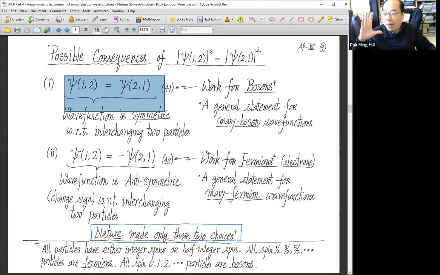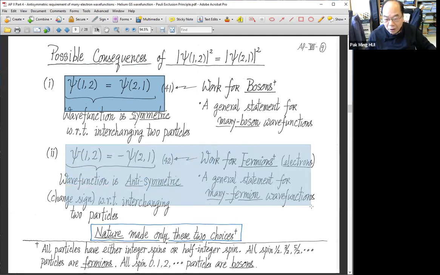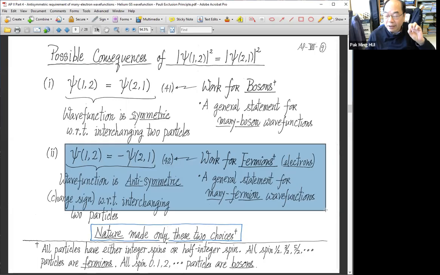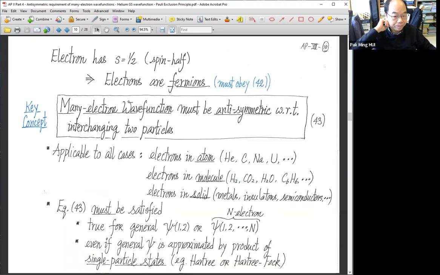But we are talking about the electron wave function. So nature makes this choice for electrons. That is the take-home message. So let me summarize one more time the take-home message. Nature makes a choice. Many electron wave functions must be antisymmetric with respect to interchanging any two particles.